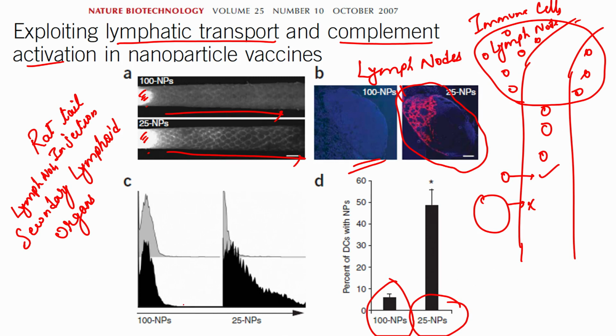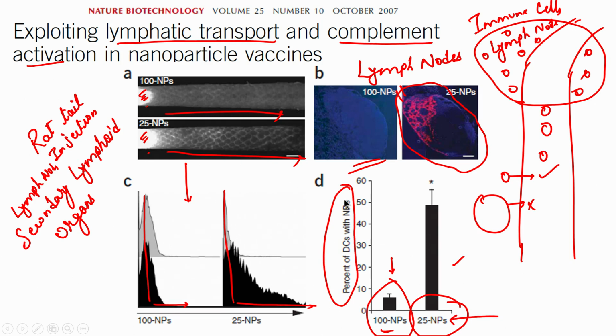So here is further quantification. This is the site of injection, and you do not see much movement away from the site of injection, whereas with the smaller particles you do see that in these lymphatics. And then you also quantify how many dendritic cells have taken up these nanoparticles at the lymph node, and you find that 100 nanometer is fairly low, whereas 25 nanometer particles have a much higher amount, in fact almost 50%, half of your dendritic cells are now positive for your particles in that site. So that is quite an achievement compared to the 100 nanometer particle.